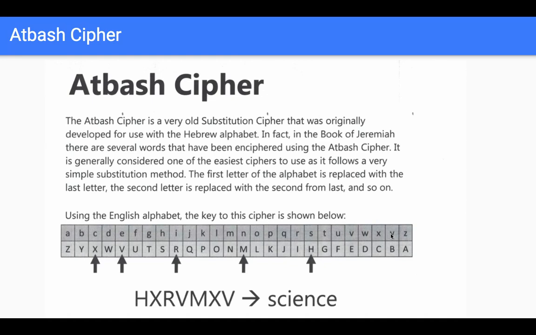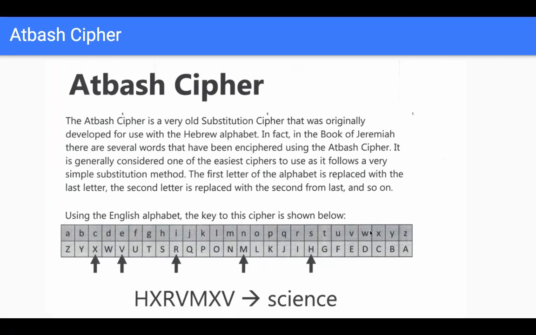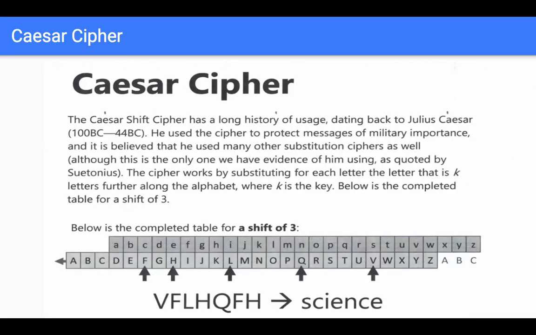But when we go down to Y, Y also translates to B. So it's a nice mirrored sort of cipher. If I had the code HXRVMXV, I could go to H and see that that's S, then go to X and see that that's C, go to R, see that that's I, and quickly decode it to "science." So that's the Atbash cipher. It's a very old cipher and a super fun one to use.